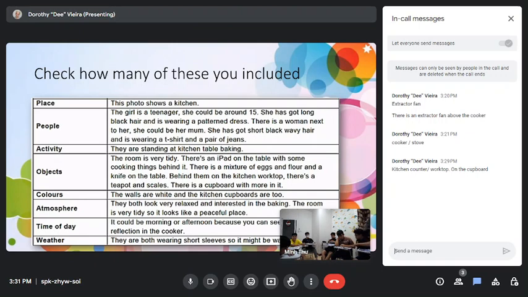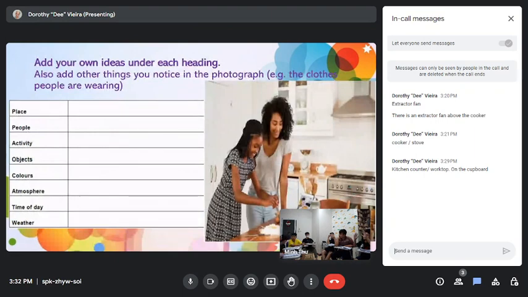Okay, there is a cupboard with more in it. So that's the cupboard on the wall. There is a cupboard with more in it. So more means more things in it. There's the cupboard on the wall with more things in it. More kitchen things in it.